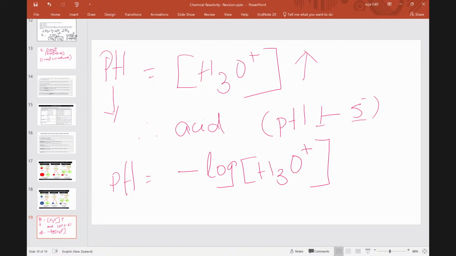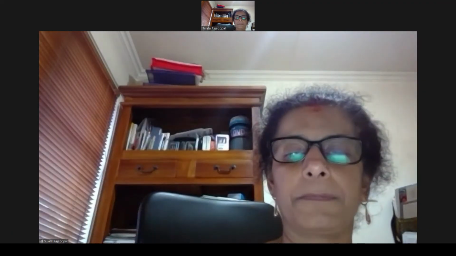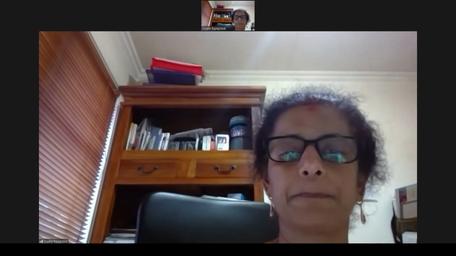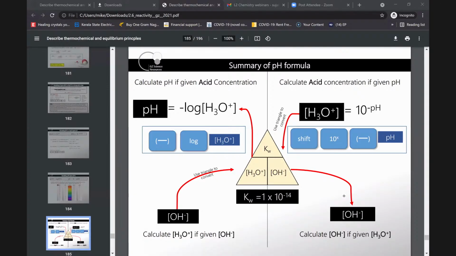I'll share one more screen with you. Here, this is the summary of the pH formula, how to calculate. See here. On the calculator, you see your negative sign, you have your log, put the value, and that's it to calculate the pH.